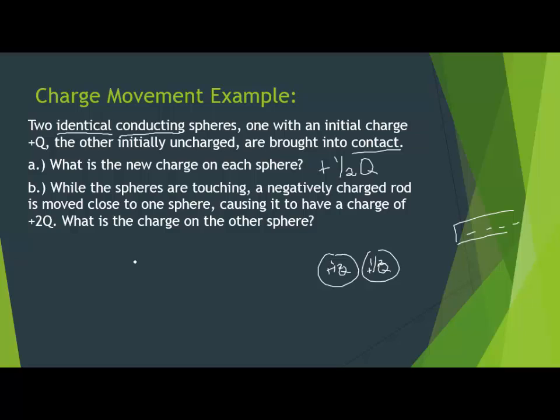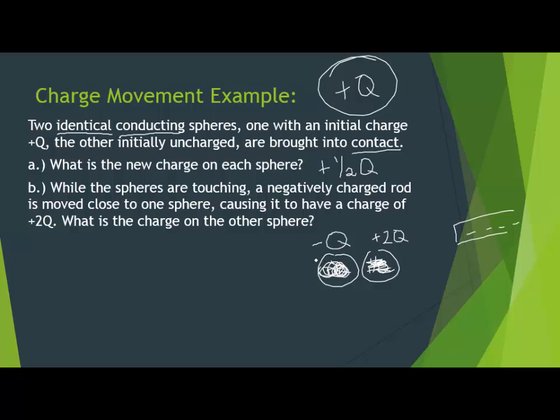So now we have a rod here, and now this one has a charge of plus 2Q. So they're asking, if this object now has a charge of plus 2Q, what is the charge on the other sphere? Well, we started with plus Q. So consequently, the total charge here for these guys still has to be plus Q, which means in order for that to happen, this sphere has to have a charge of negative Q. So we haven't really gained or lost any charges in this scenario. They've just rearranged themselves.